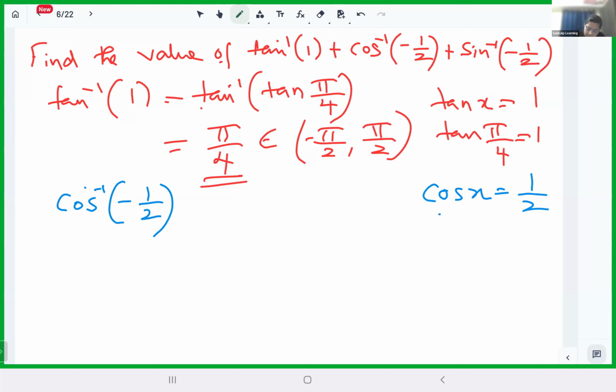It is nothing but cos pi by 3. Pi by 3 is equal to 1 by 2. So how can you write this one? You can write this one as cos inverse of minus cos pi by 3. 1 by 2 can be written as cos pi by 3.